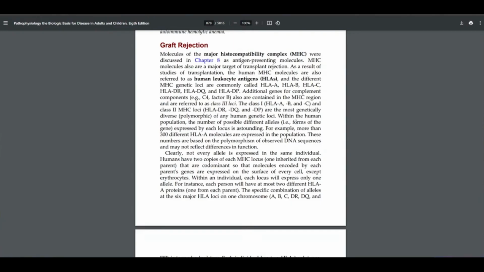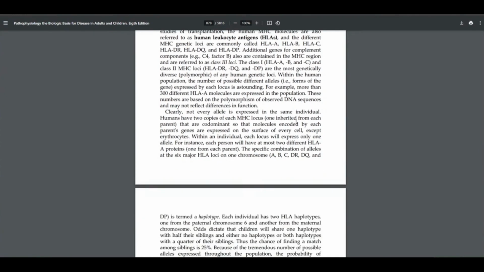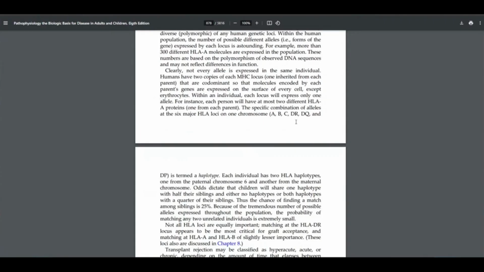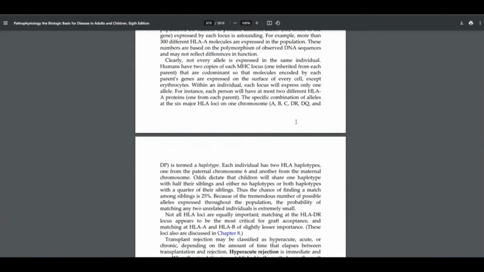These numbers are based on the polymorphism of the observed DNA sequences and may not reflect differences in function. Clearly, not every allele is expressed in the same individual. Humans have 2 copies of each MHC locus, one from each parent, that is codominant so that the molecules encoded by each parent's genes are expressed on the surface of every cell, except erythrocytes.